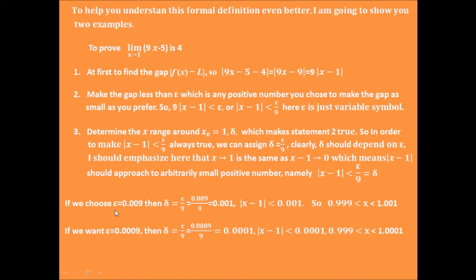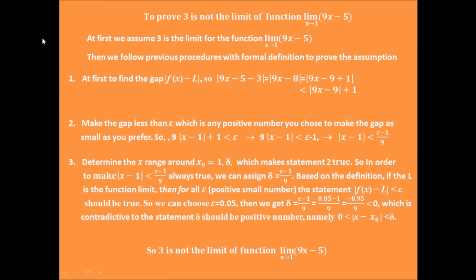For example, if we choose epsilon equals 0.009, then delta should be epsilon divided by 9, equals 0.009 divided by 9, equals 0.001, which means the absolute value of x minus 1 is less than 0.001, or we can get the x range between 0.999 and 1.001. However, if we choose epsilon to be 0.0009, correspondingly, we get delta equals 0.0001, and the x range should be between 0.9999 and 1.0001.